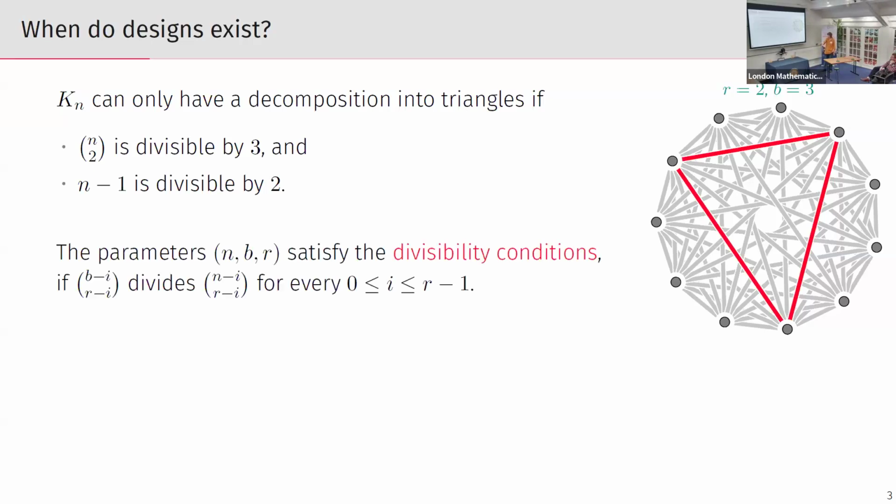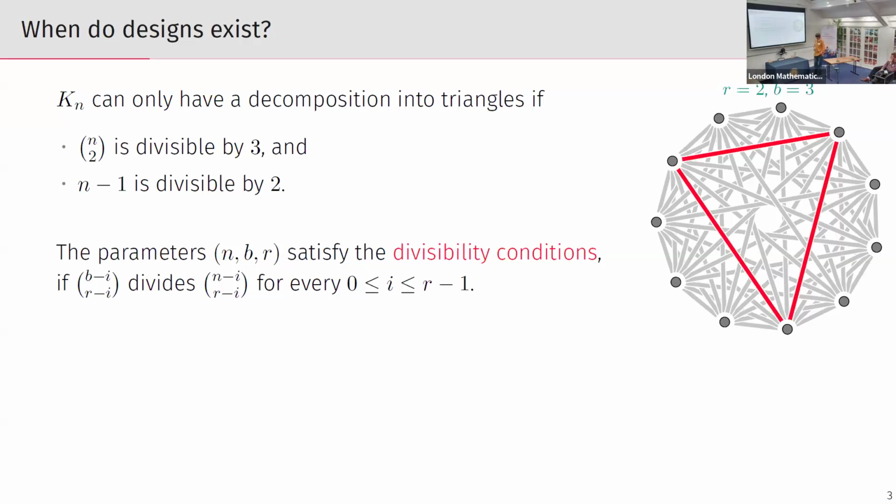And you can play the same game for other parameters, so for hypergraphs as well. By saying, well, again, looking at the number of edges, which should be divisible by the number of edges of the object that we want to decompose into, but then also looking at vertices, or if you have a higher uniformity hypergraph, pairs of vertices, and so on. And these all give you some divisibility conditions, and they're really exactly like this. So these are necessary conditions for the designs to exist.